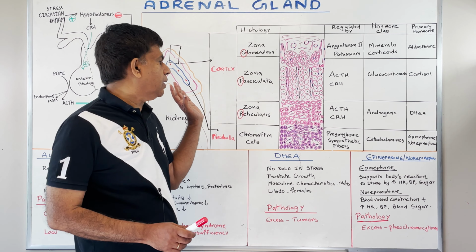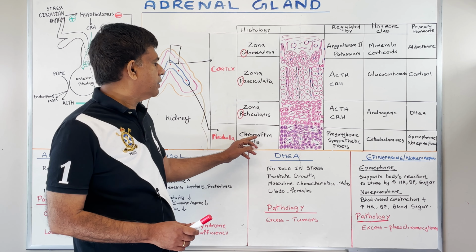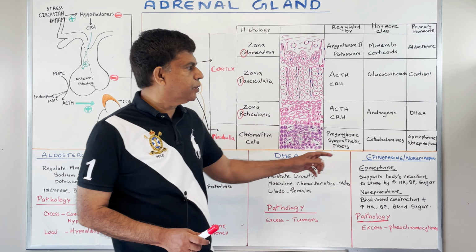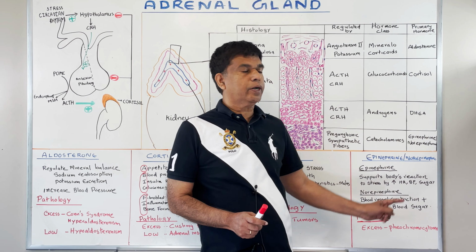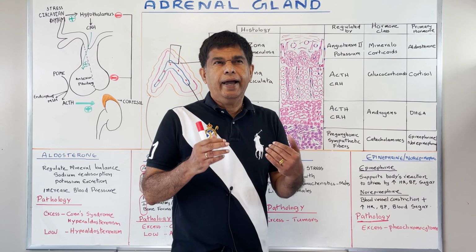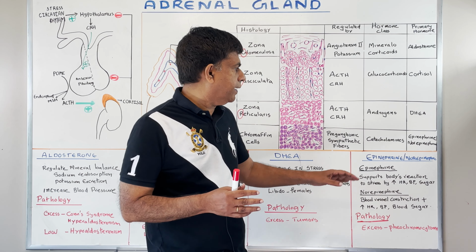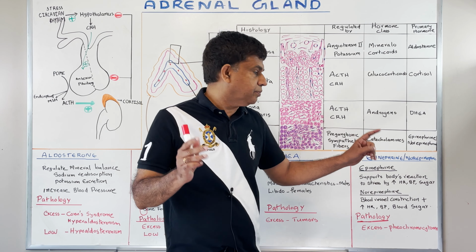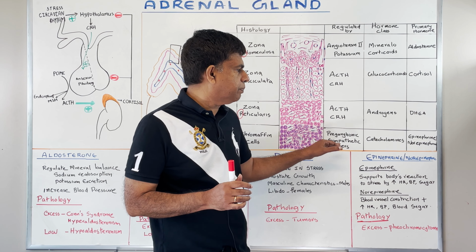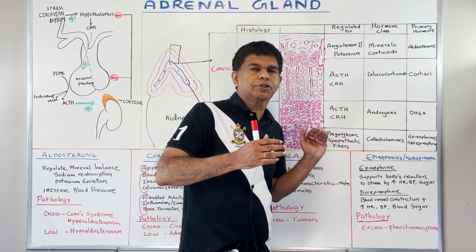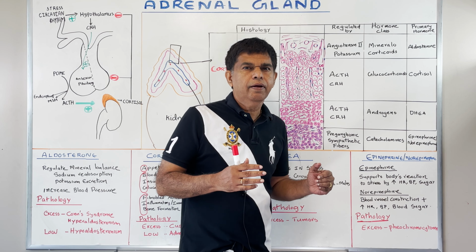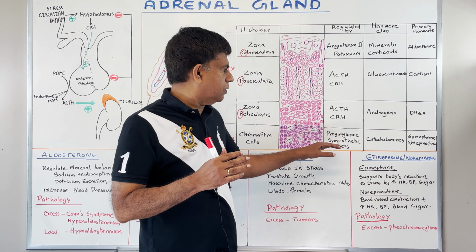Now we have to go to the medulla. What do we have in the medulla? You have chromaffin cells. What do they produce? Epinephrine and norepinephrine. They act in flight or fight stimuli, right? The class belongs to catecholamines, regulated by preganglionic sympathetic fibers. Pretty much, this is regulated by the nervous system. So we have to know that.